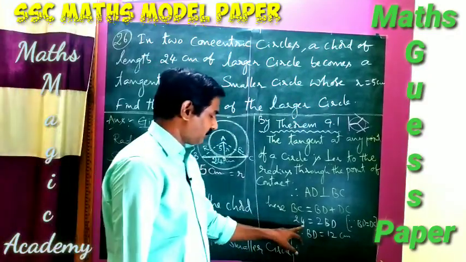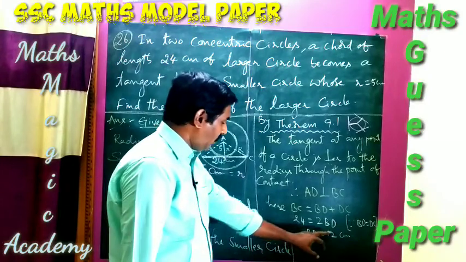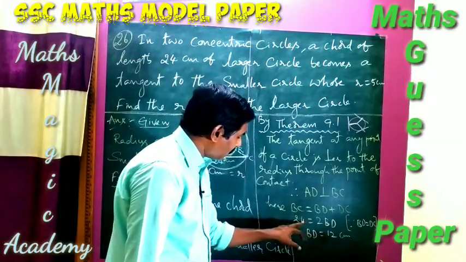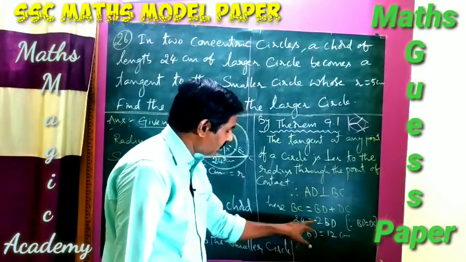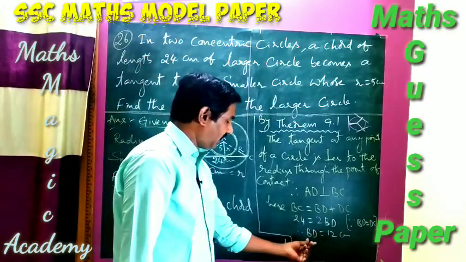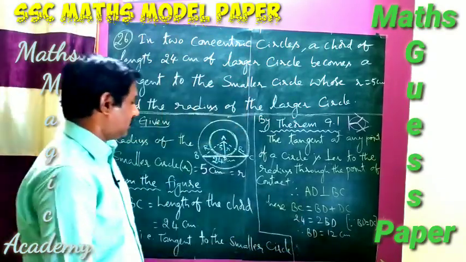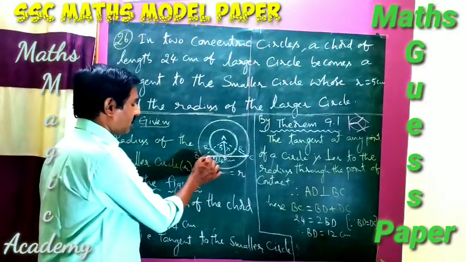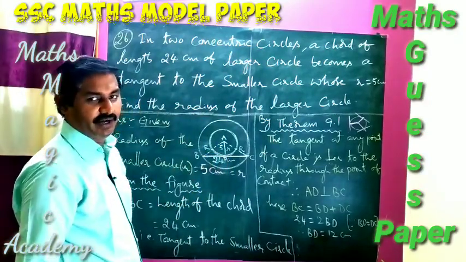We are substituting 24 centimeters here. Now what is the BD value? The 2 comes to the other side, 24 by 2, which is 12 centimeters. So we find that BD is 12 centimeters.